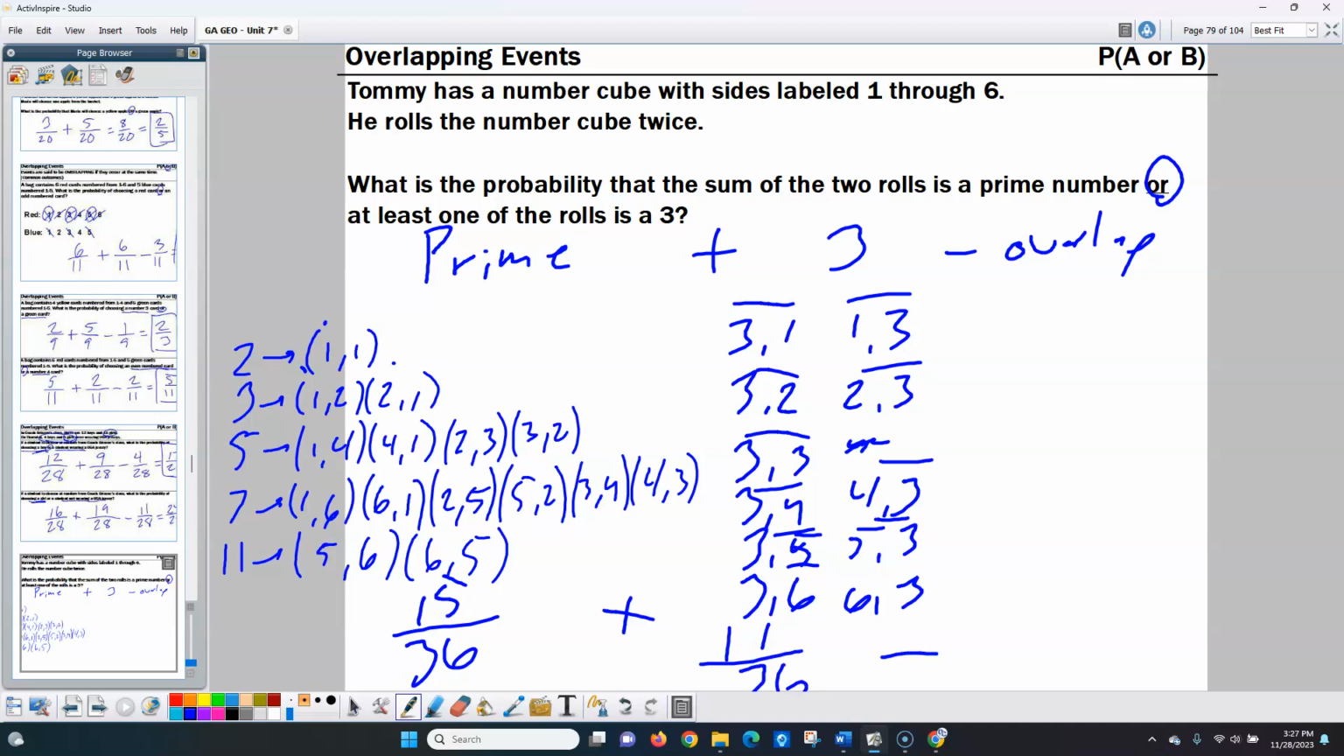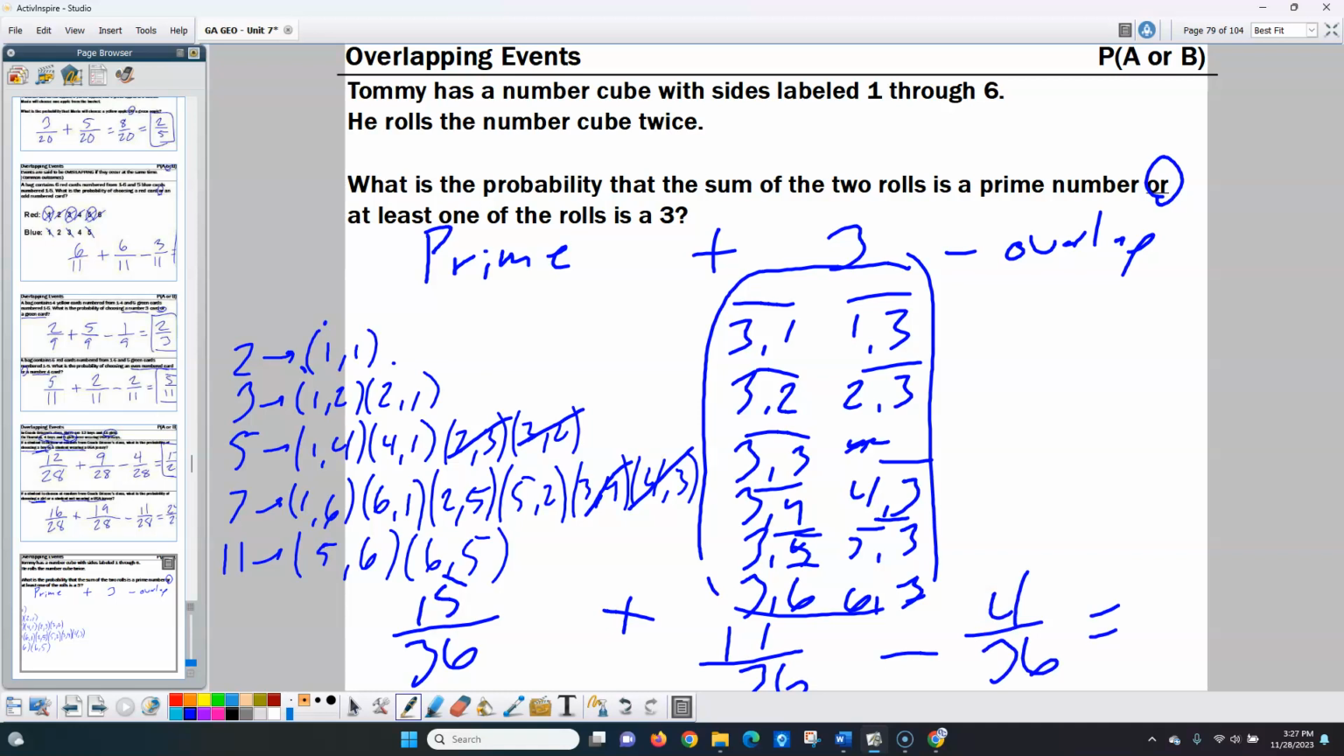Now we need the overlap. The way you do the overlap is you say, well, all of these have a 3 in them. So I need to mark out all the ones with a 3 on the left side. So I'm going to subtract 1, 2, 3, 4 out of 36. And you'd punch all that in your calculator. It would give you, I think, 11 out of 18.